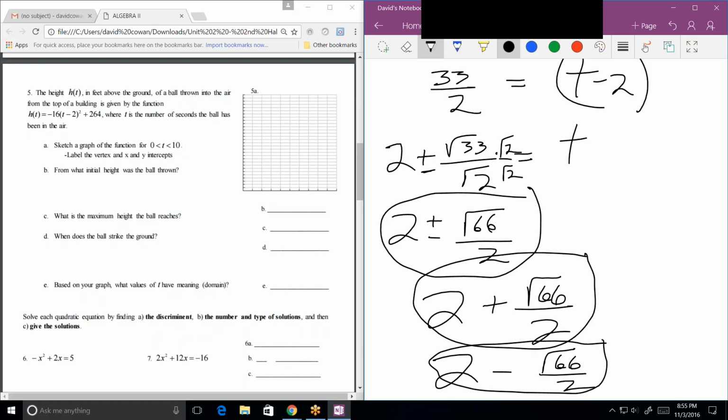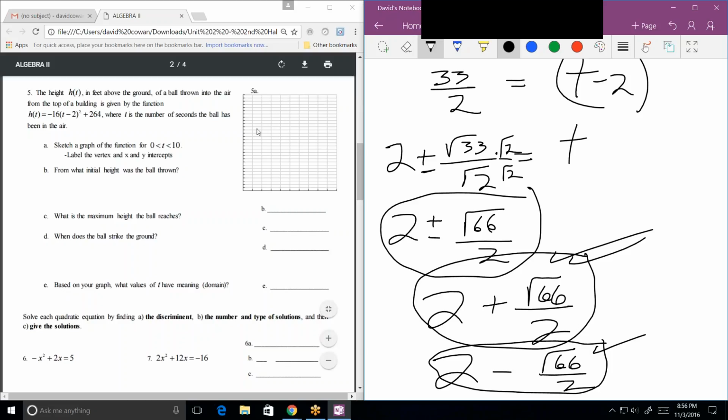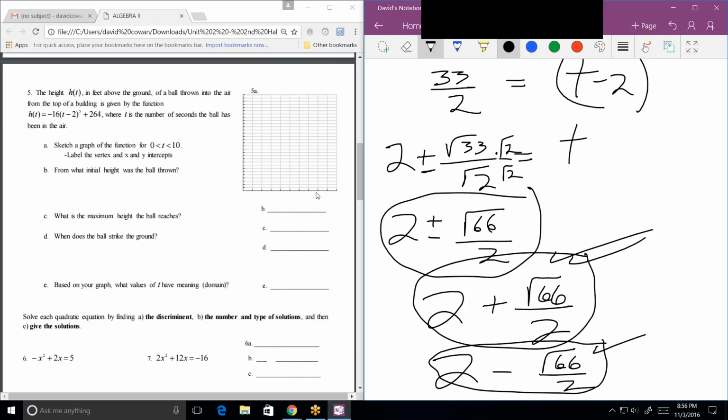And how do I approximate this? Well, the square root of 66 is almost 8. 8 divided by 2 is 4. So this number is about 6. This number is about negative 2. So the only x-intercept you're going to graph is that one there. All right. You're going to start with your vertex wherever that fell, and draw as much of the parabola that fits on the curve.